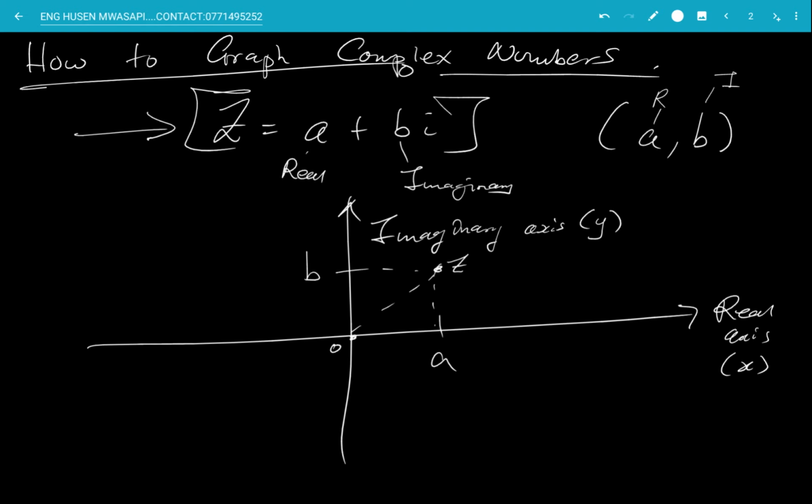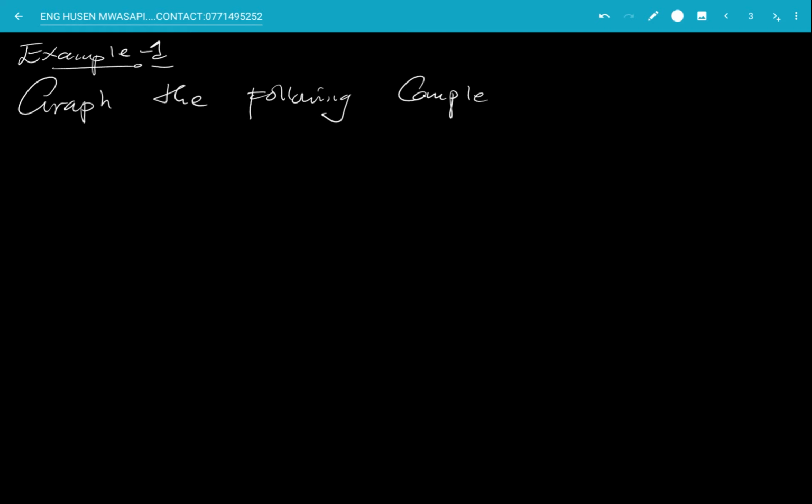Now let's quickly jump to some examples. Let's call this example number 1. In example number 1, let's say we've been told to graph the following complex numbers. Graph the following complex numbers. So let's say a is given as 3 plus 4i. So in order for us to graph this, step 1, let z equal 3 plus 4i.